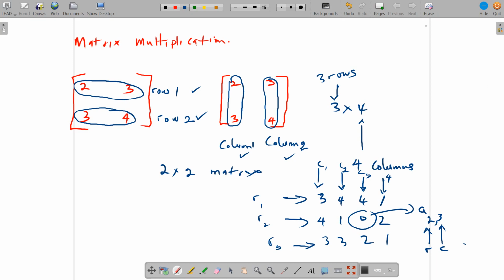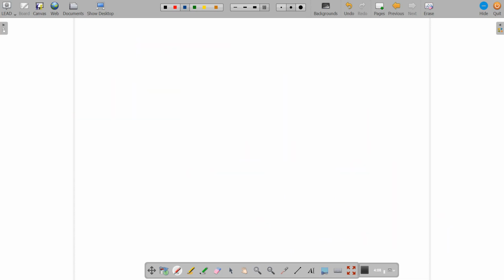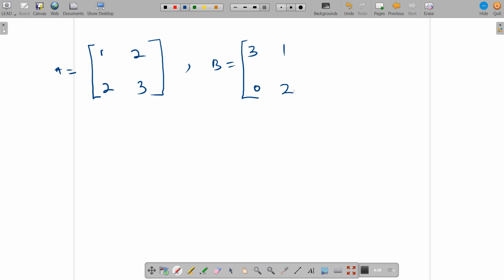Now let's go to matrix multiplication, which is the one that you talked about. In matrix multiplication, let's start with the simple one, the two by two. Then I'll tell you, it's not every matrix you can multiply. We'll come to that. Let's say A equals 1, 2, 2, 3. That's the first matrix. And let's say the second matrix is B, which is 3, 1, 0, 2. All right. So now A times B is done this way.